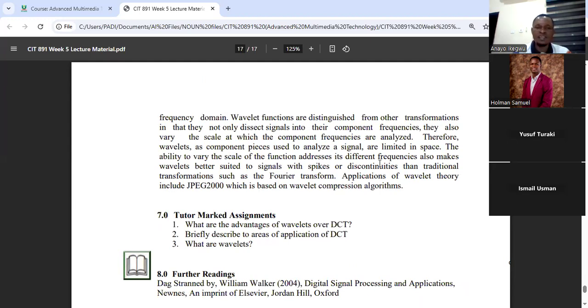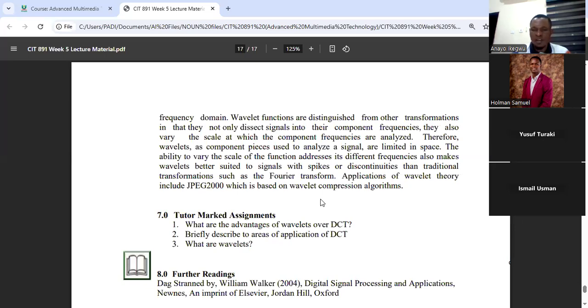The ability to vary the scale of functions to address different frequencies also makes wavelength better suited to compare to a signal with spikes or discontinuities, especially when you compare it with some conventional or traditional transformations, such as Fourier transform. Fourier transform is more of a manual, conventional approach. Wavelength functions is more of a digital approach.